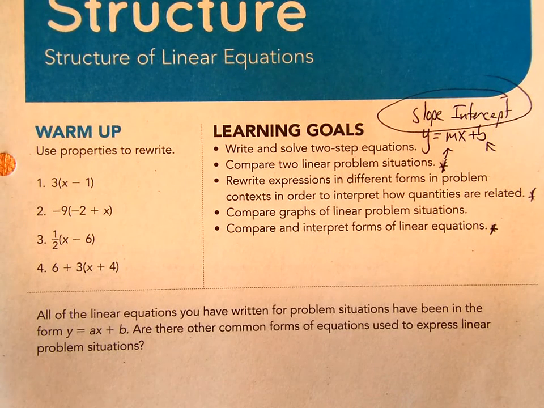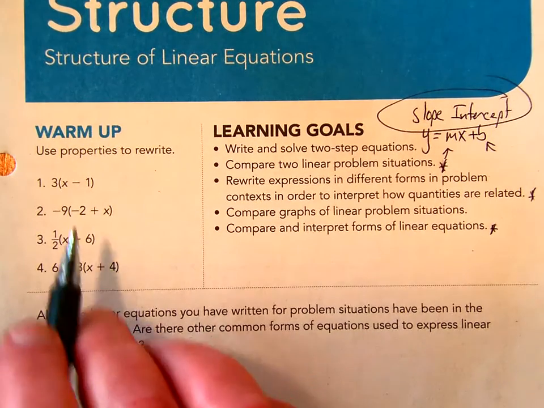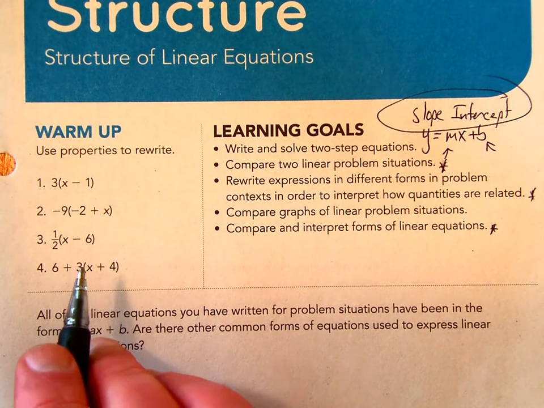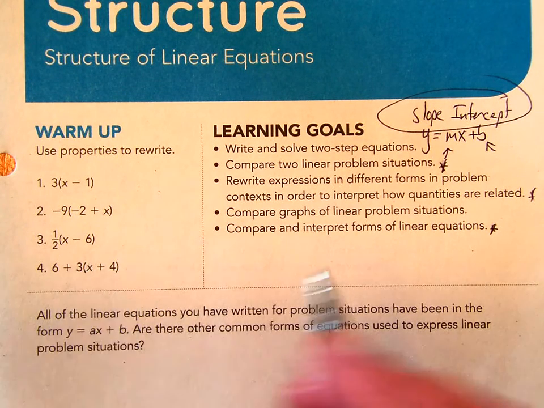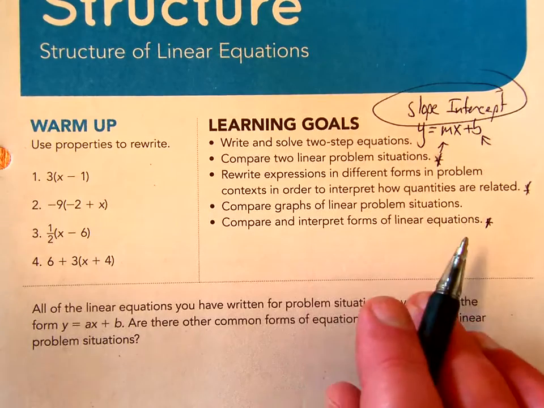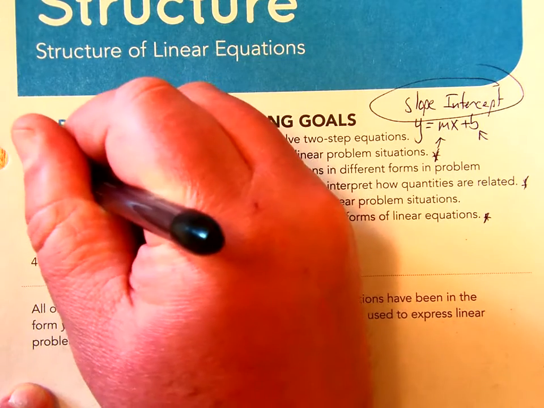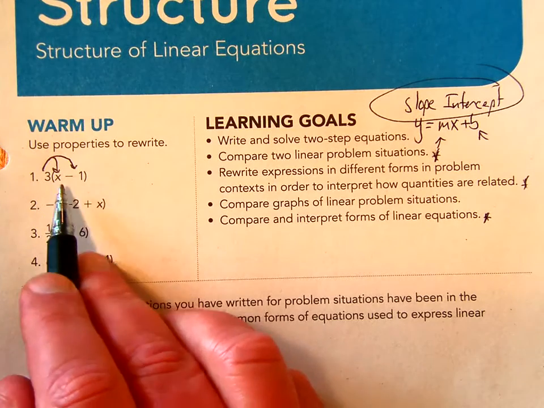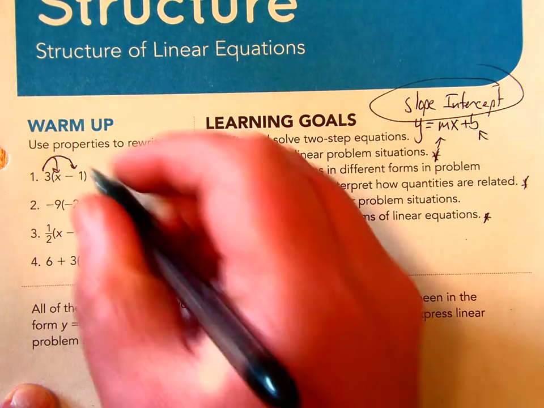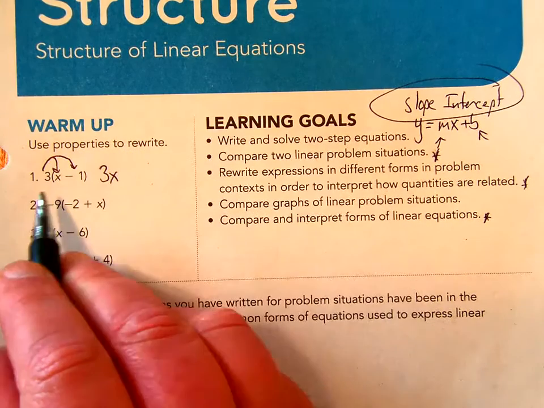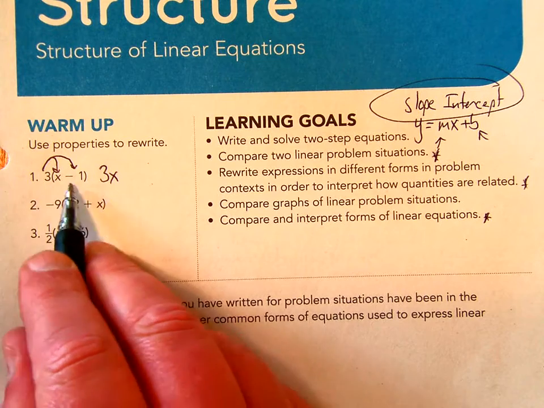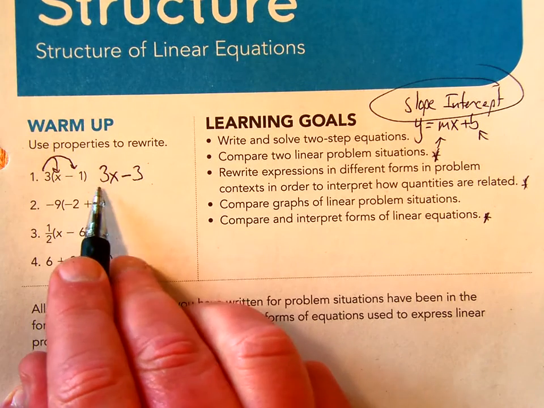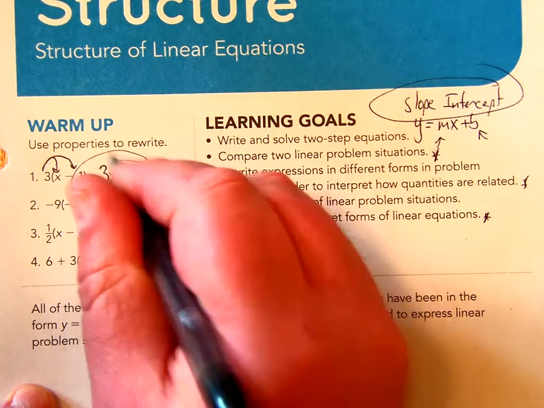Use properties to rewrite. And we're just trying to simplify, because again, these are expressions. There's no equal sign, there's no inequality signs. These are just expressions, and all we can do with expressions is simplify them. 3, open parenthesis, x minus 1. Well, a property I can use is to distribute. I can multiply that 3 times every term in the parenthesis. 3 times x is 3x. 3 times negative 1, positive times negative is negative. 3 times 1, 3. I can't combine these terms because they're not like terms. This has an x and this doesn't. So that's as far as I can simplify that.